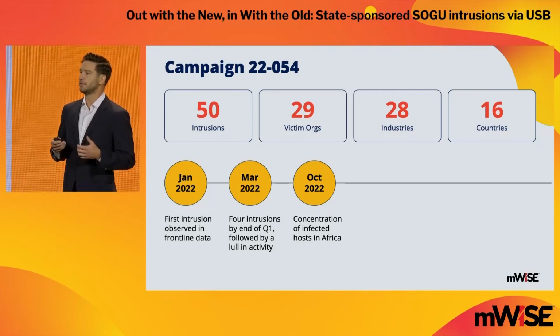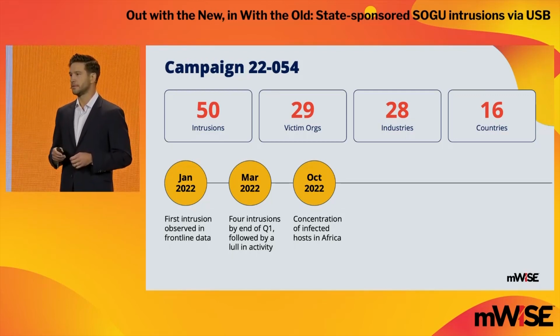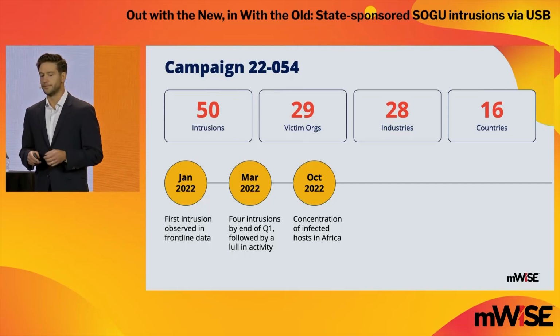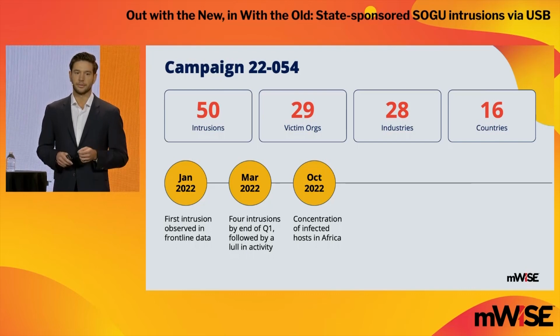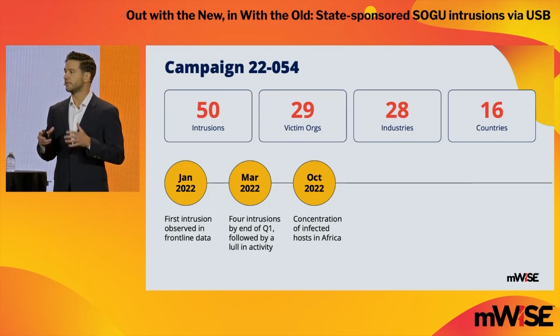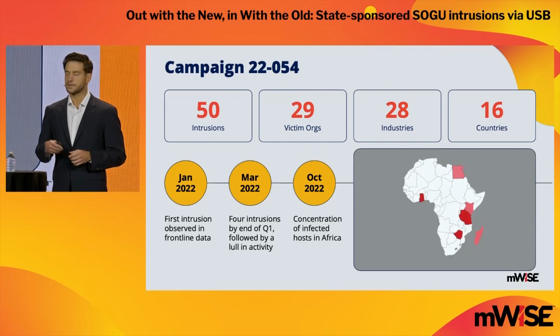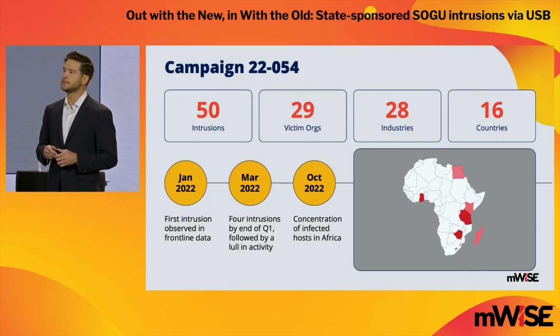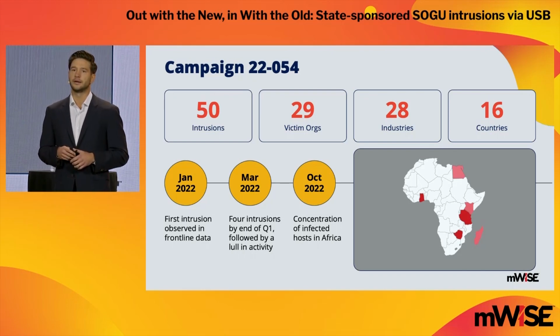This was followed by a lull throughout the summer months. And it wasn't until October of 2022 where we saw an uplift in this activity. Interestingly, we began to see a trend of a concentration of infected hosts throughout Africa. Specifically, we saw these intrusions in Egypt, Zimbabwe, Tanzania, Kenya, Ghana, and Madagascar.